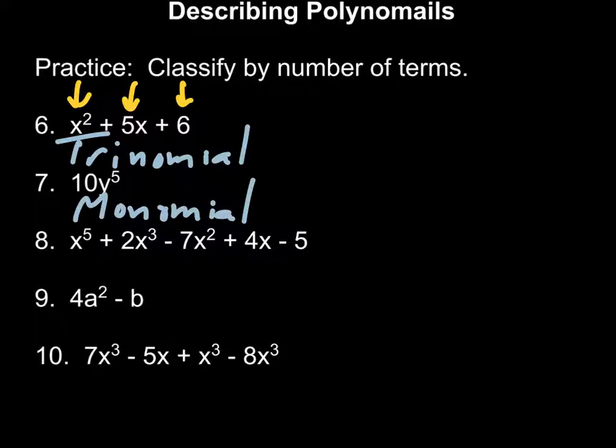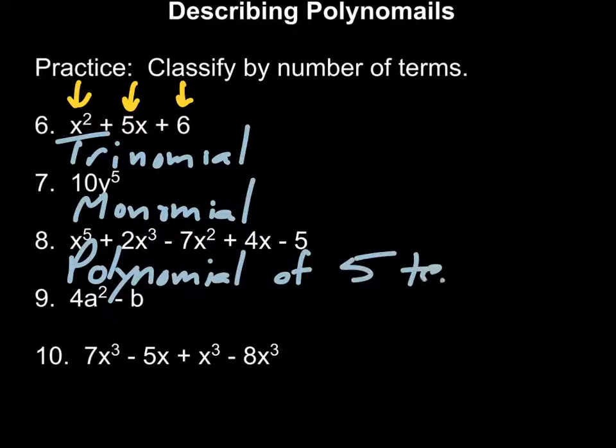Number 8, I count 5 terms at the start, but then I double check whether any can be simplified, and no, they can't because none of them are like terms. So that means yes, there are 5 terms. If there are 5 terms, then we say polynomial of 5 terms. All right, then we go on to number 9. And in number 9, there are in fact 2 terms, so that one's going to be binomial.